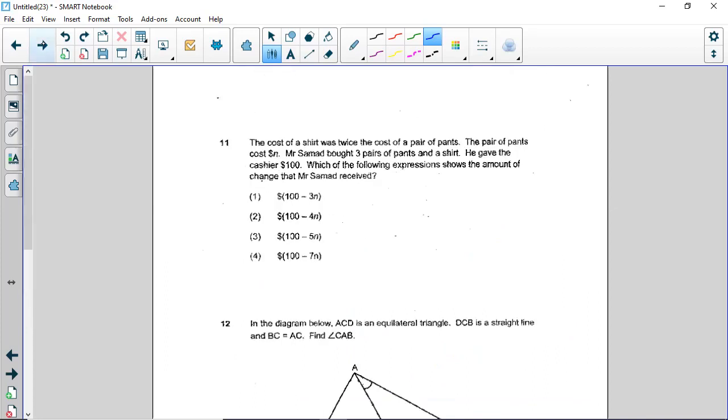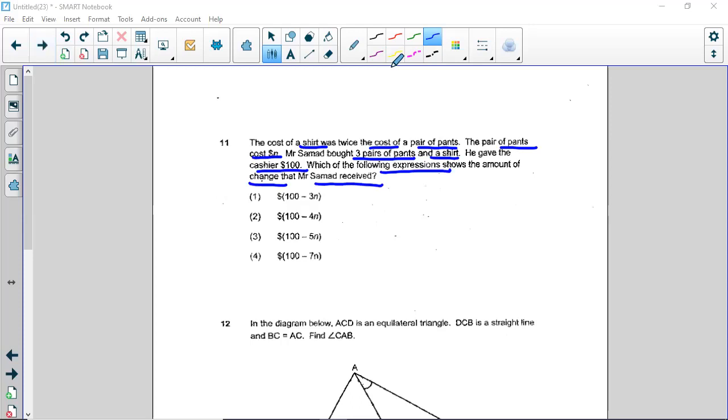Okay, question 11. The cost of a shirt was twice the cost of a pair of pants. The pair of pants cost N dollars. Mr. Samad bought 3 pairs of pants and a shirt. He gave the cashier $100. So which of the expressions shows the change that he received? Okay, what do you do? You can draw a model. Why draw a model? Because there's a twice as many.